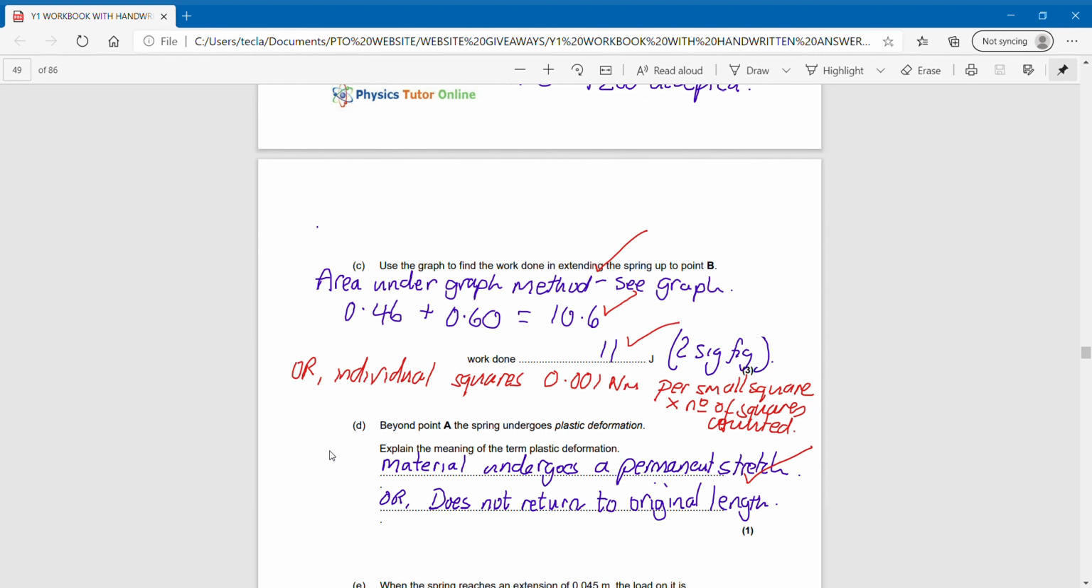Part D. Beyond point A, the spring undergoes plastic deformation. Explain the meaning of the term plastic deformation. So the material undergoes a permanent stretch. That's all you've got to say. Or does not return to original length would be an alternative.